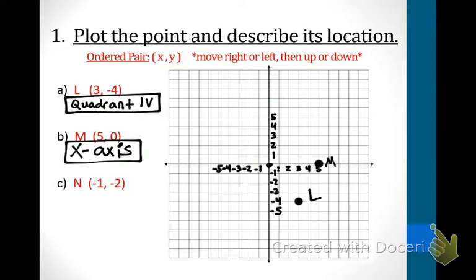Let's look at this first one, okay? It says to go to -1. Is that my X or my Y? X, because X always comes first, okay? So remember, I start at my origin, and I go to the X, -1. Next up, I have to go to -2. That's my Y, so that means I'm going up or down. Which direction? Down, go down to -2. So when you do all of that, you should see that you should have your new point right here. Okay, and what should we label that as? N. Which quadrant is that in?